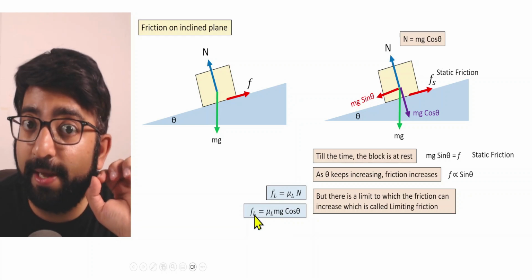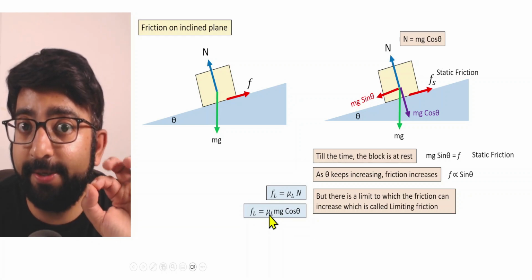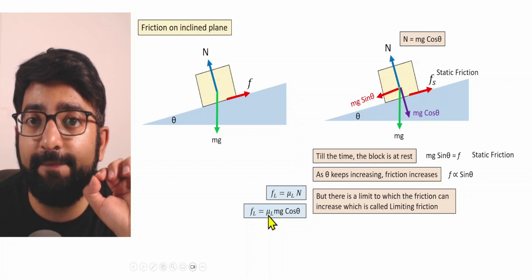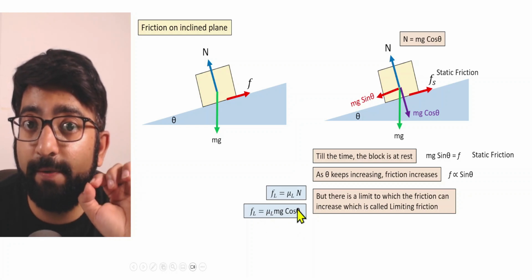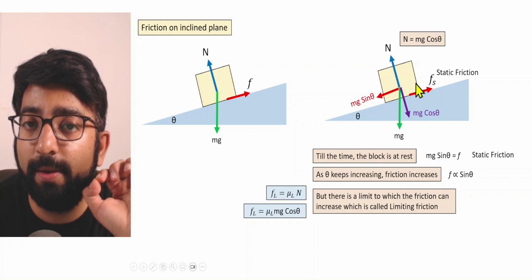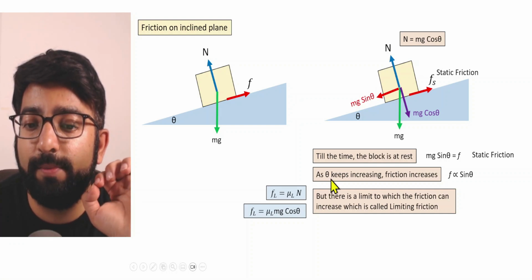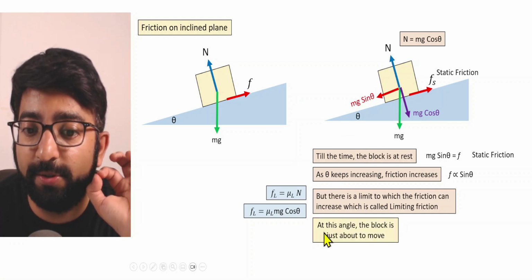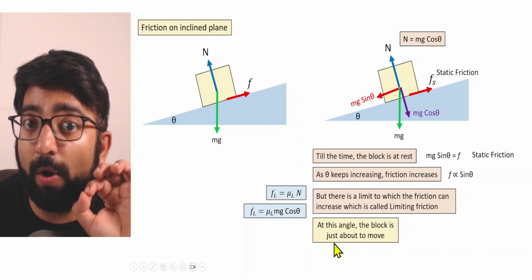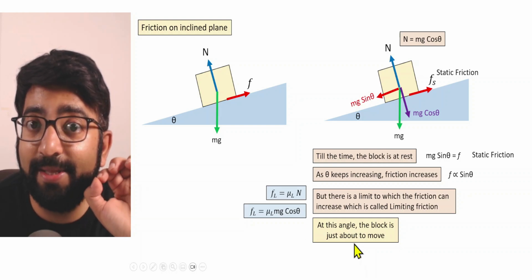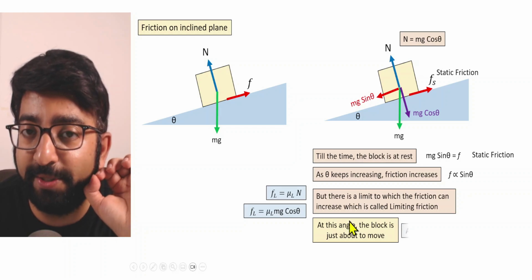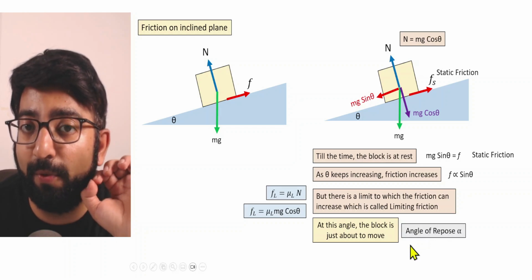But please note this FL expression is limiting friction. It is the maximum value of static friction. This much value of friction will be applied on the block when the block is just about to move. And at that angle of inclination, the block is just about to move. And this critical angle has been given a special name. It is called the angle of repose alpha.